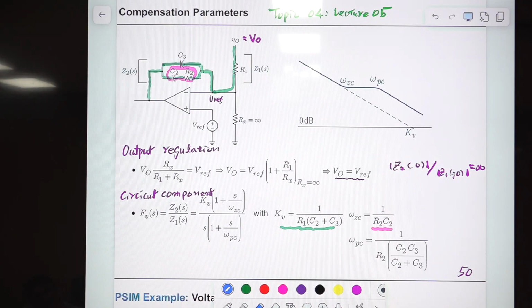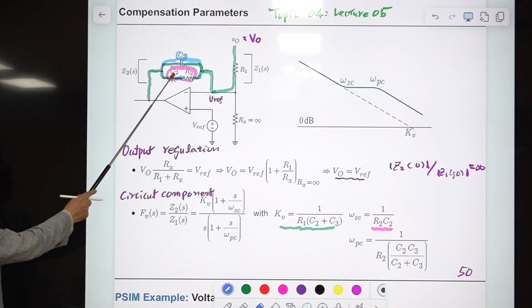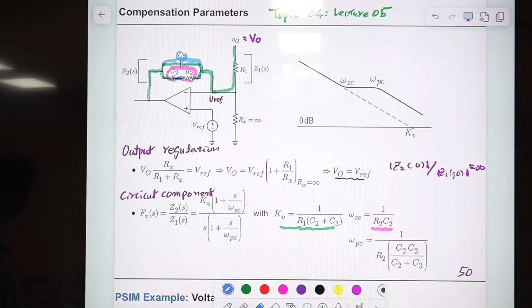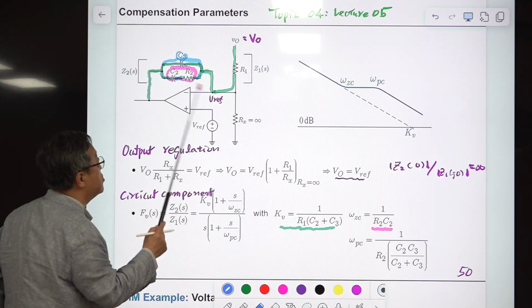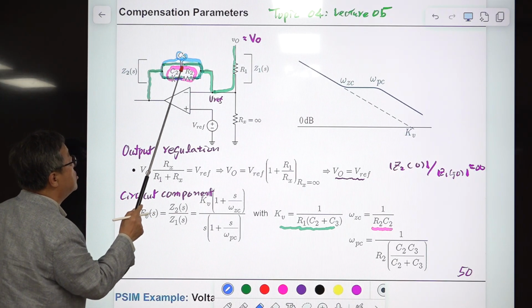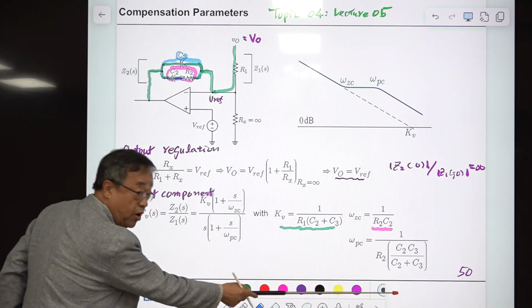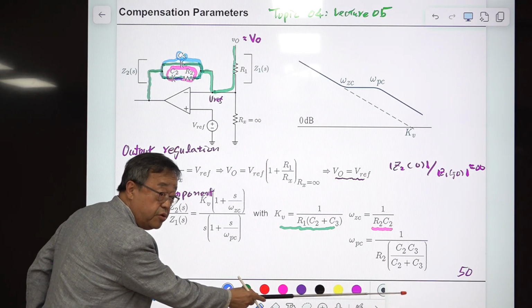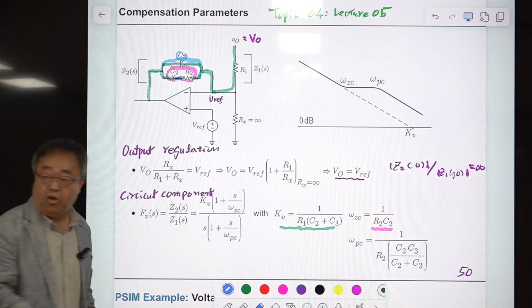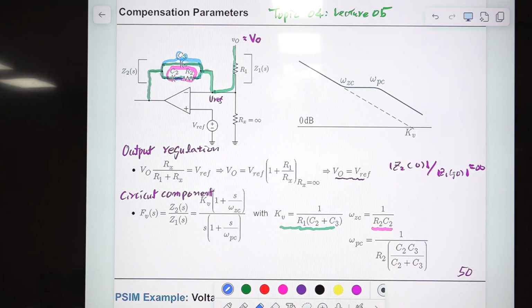Okay, the zero is here, and finally the combination of this and this in this path, okay, closed path. So we have R2 and C2, C3, they are in series. Then the formulation for evaluating the series connection of C2 and C3 is this one. This is not a parallel combination. This is a series combination that determines this omega PC. Okay, so this is this one, right?